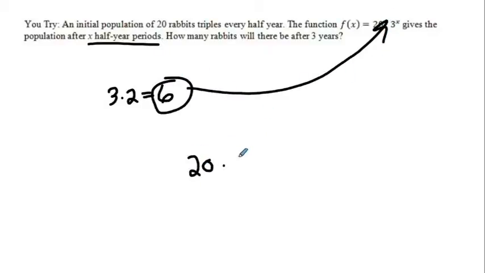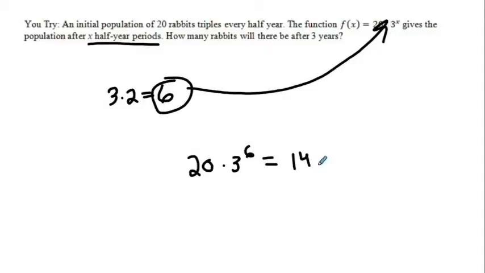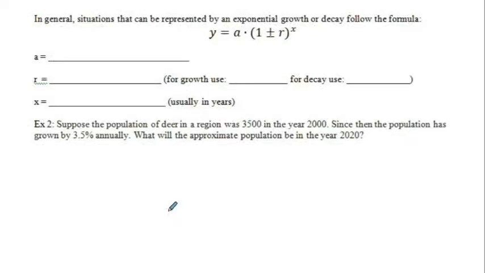20 times 3 to the power of 6 equals, that's a lot of bunnies. 14,580. You know, bunnies are actually considered pests in Australia. Those ones weren't too bad. They gave us the function, which is always nice, so it really just came down to figuring out what our x value was and then plugging it right back in.